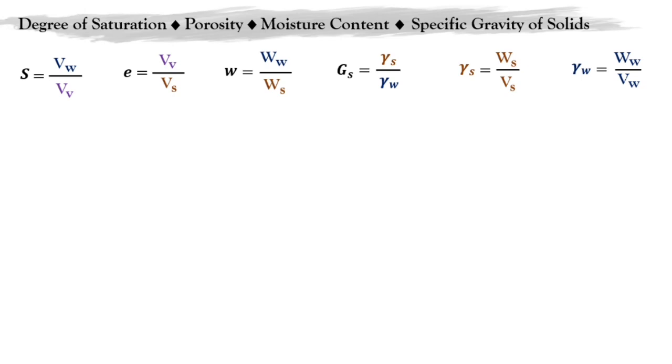Now, if you notice, in the specific gravity of the soil solids, we have gamma S. So I also included our formula for gamma S, which is the weight of the soil solids to the volume of the soil solids. And we have gamma of water, or the unit weight of water, which is the ratio between the weight of the water to the volume of the water. I included them because I may use them to simplify the relationship of these four parameters or properties.